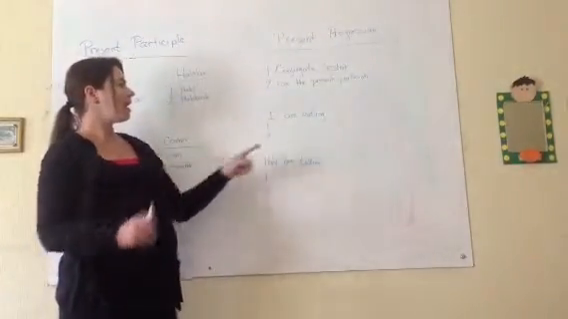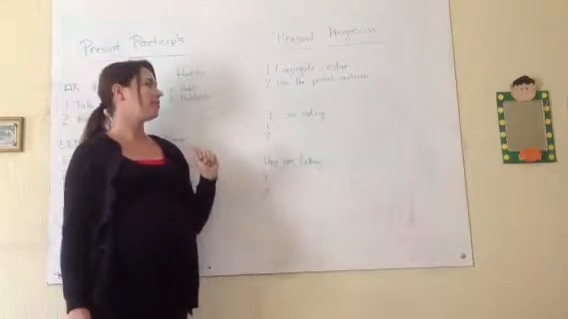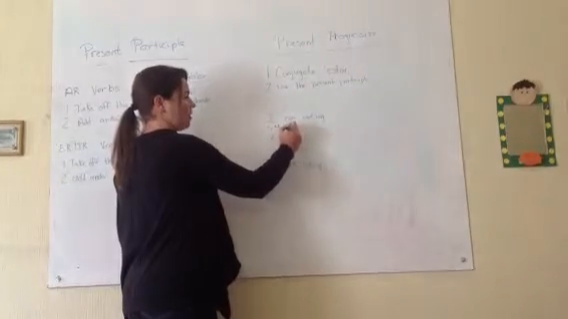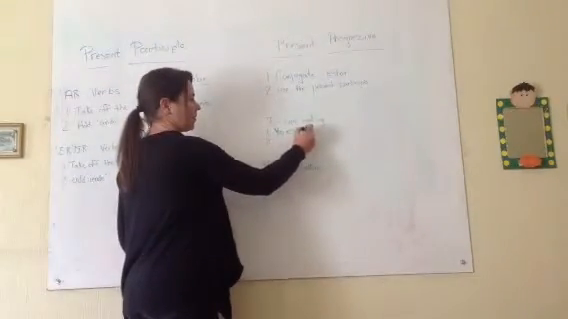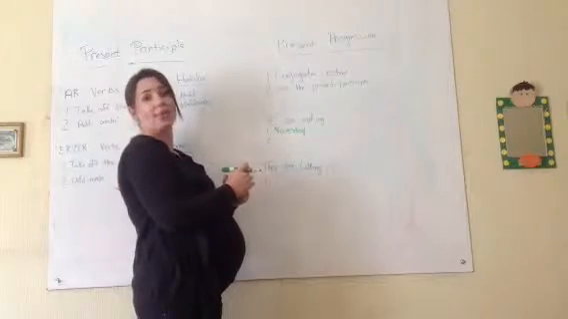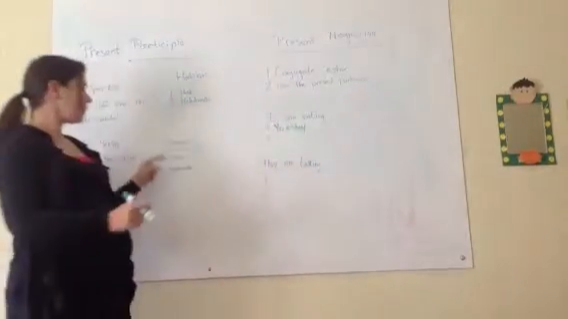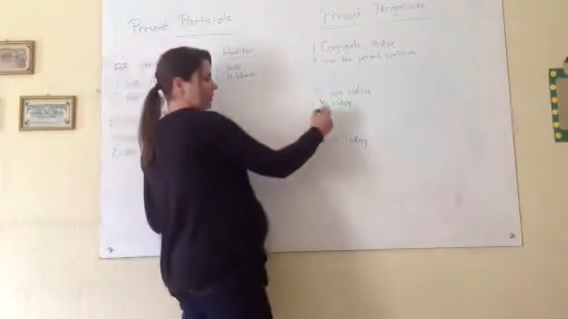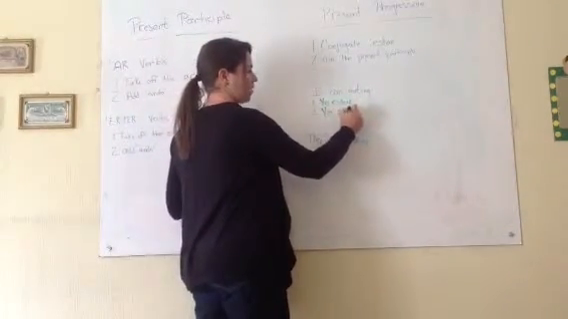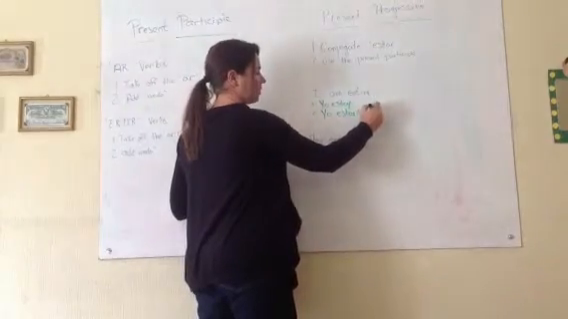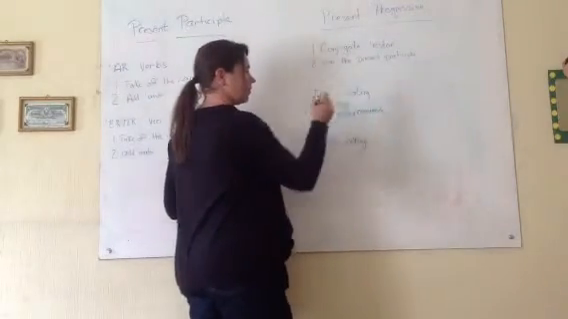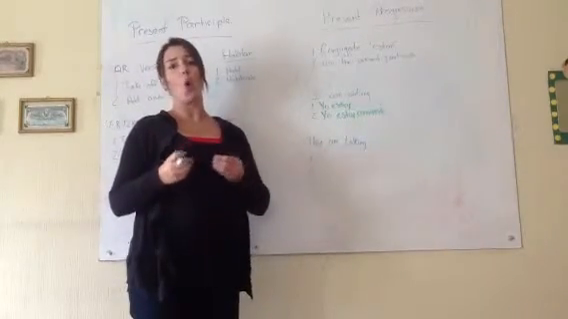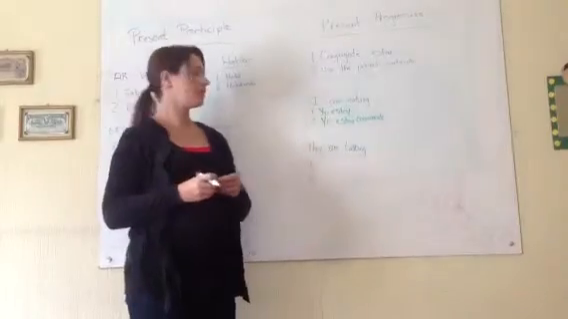For example, if I want to say I am eating, I first need to conjugate estar. I am. Yo estoy. And then I need to add the present participle. Well, comer in the present participle form is comiendo. Yo estoy comiendo. I am eating. That's a little more complicated than just saying yo como, which is I eat.